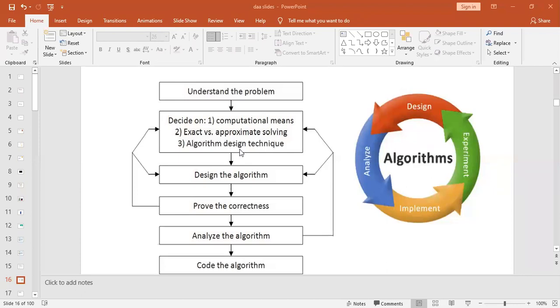Which are the design techniques? Can you tell? Here we are using algorithm design techniques. How many are there? How many design techniques? So which are the algorithm design techniques? How many are there? Can you tell? We have gone through that in the first slide only.